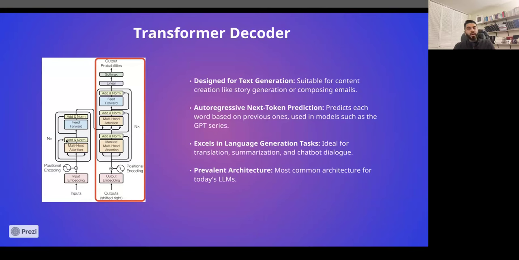There are a couple of other architectures right now that are coming up. It's state space models, for example, SSMs. So there are some other architectures too that the field is currently investigating, but the transformer decoder is by far the most popular.